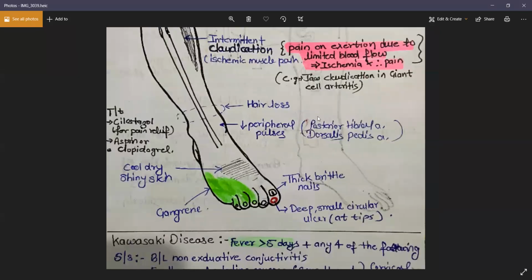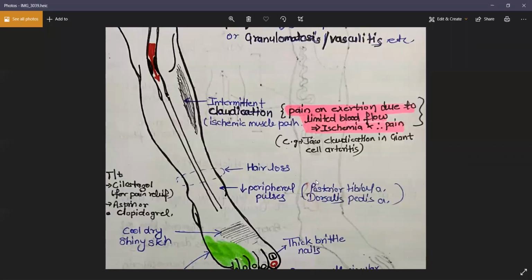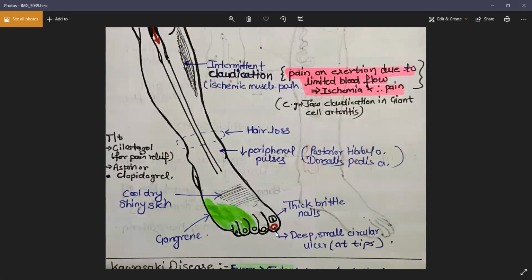And this is about arterial insufficiency. Whenever you have a blockage in the artery, what symptoms can you expect? First thing is intermittent claudication, which is because of ischemia. You will get muscle pain whenever you try to exercise. At the tip of the fingers, you can get ulcers because these are watershed regions. You will get small fingertip ulcers, thick, very brittle nails, and gangrene.